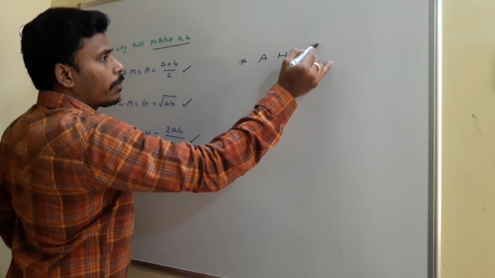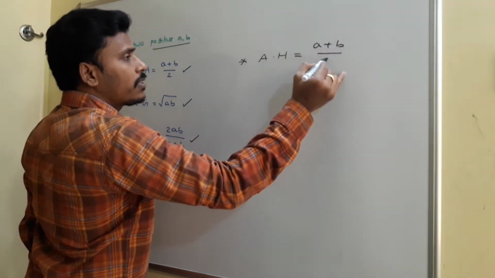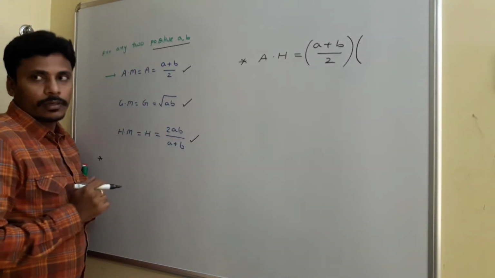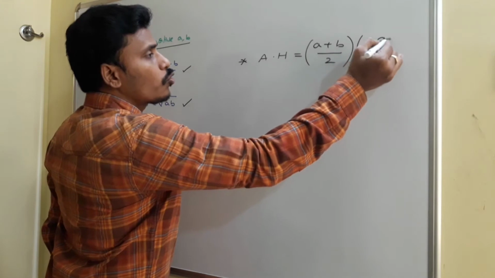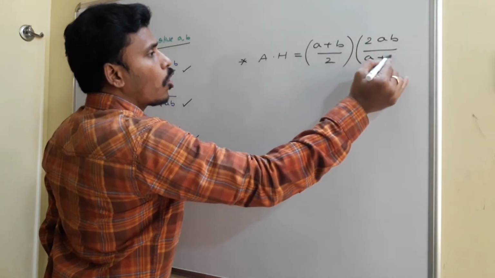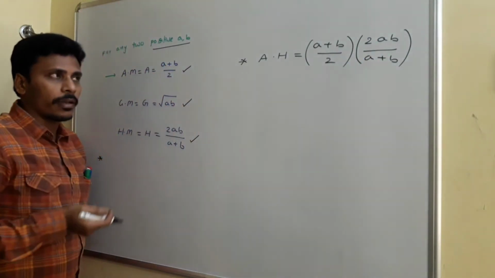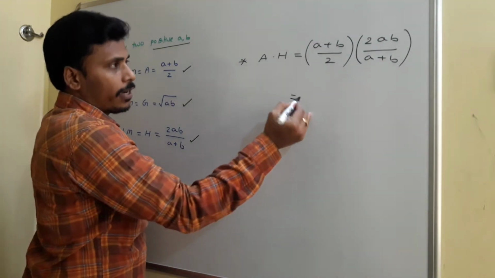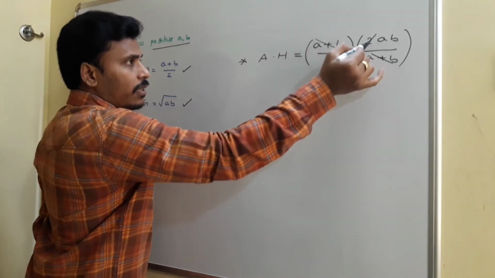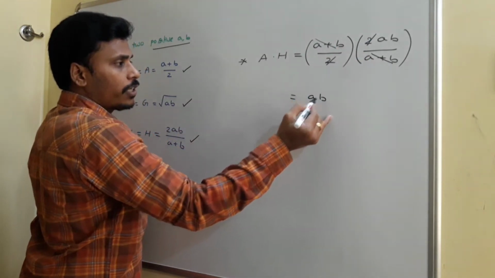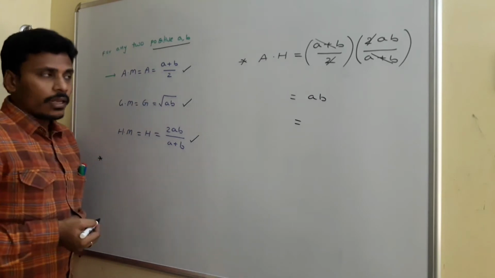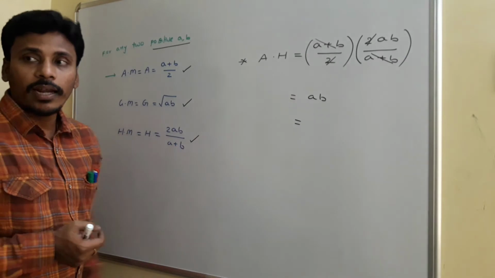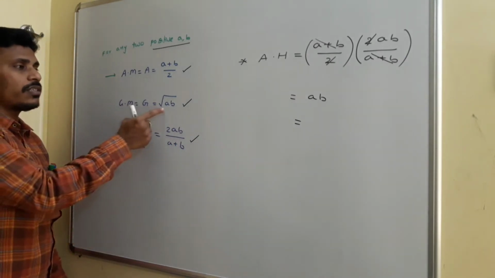So what is the arithmetic mean actually? Arithmetic mean is (a+b)/2. Is it right? And the harmonic mean is 2ab/(a+b). Okay? If you multiply, a+b gets cancelled and 2 cancels, and you are left with ab. Is it right? So the product of the arithmetic mean and the harmonic mean is ab, and that ab is nothing but, you know, G is equal to root ab.